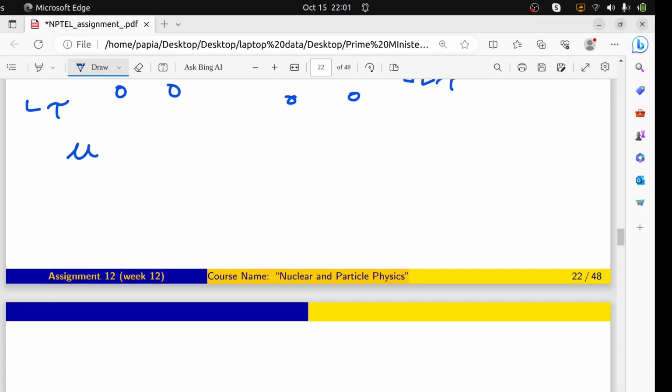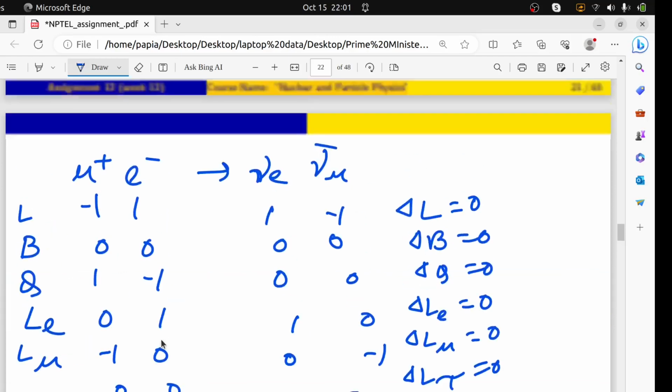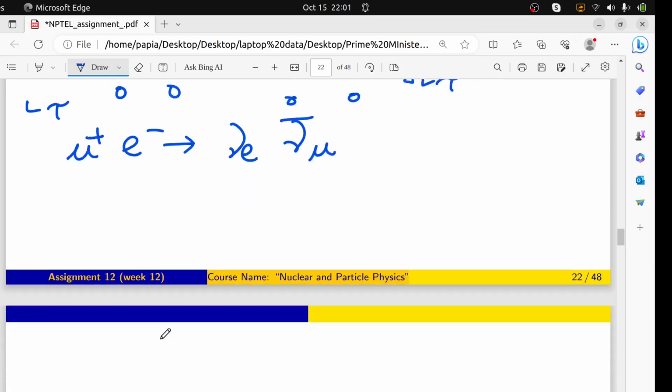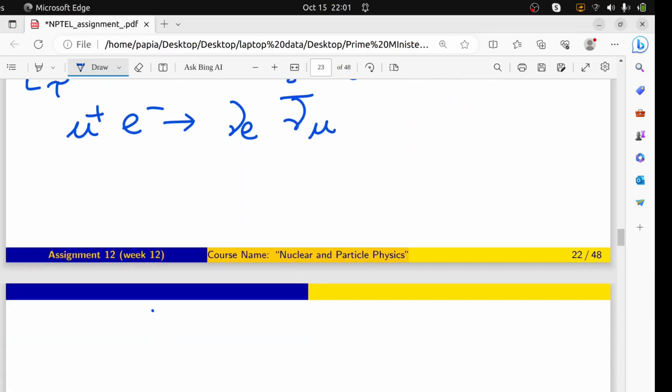Now mu plus. Now we will draw the Feynman diagram. Nu E nu mu bar. So we will draw the Feynman diagram for that. So what will be the Feynman diagram here? Mu plus nu mu, okay, mu plus nu mu bar E minus nu E.